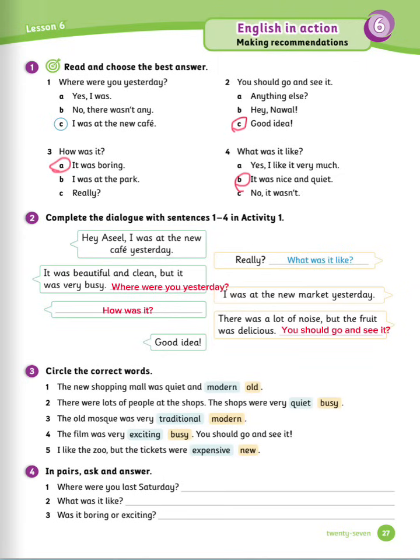Exercise number 3. Circle the correct words. Let's see the answers. Number 1. The new shopping mall was quiet and modern. Number 2. There were lots of people at the shops. The shops were very busy. Number 3. The old mosque was very traditional. Number 4. The film was very exciting. Number 5. I liked the zoo, but the tickets were expensive.